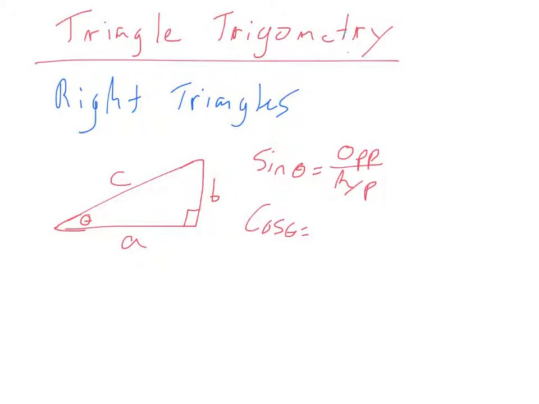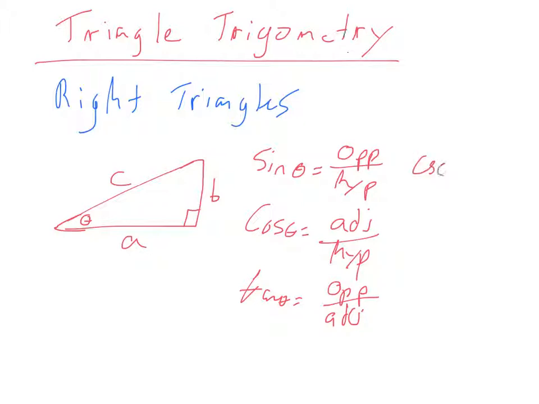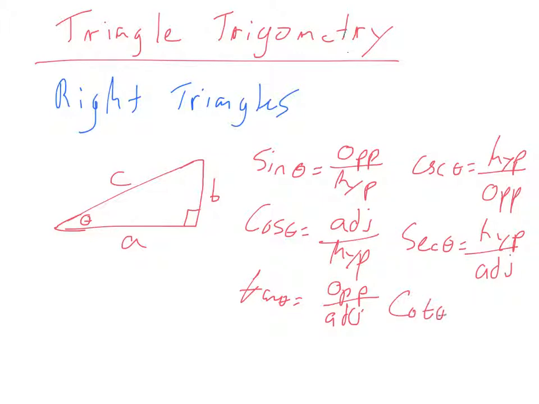Cosine theta is adjacent over hypotenuse. I'm sure I'm not telling you anything you didn't already know. Tan theta, opposite over adjacent. Cosecant theta, hypotenuse over opposite. Secant theta is hypotenuse over adjacent. And then cotangent theta is equal to adjacent over opposite, right?